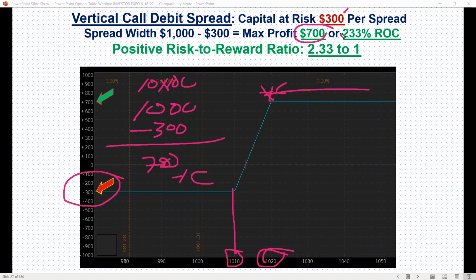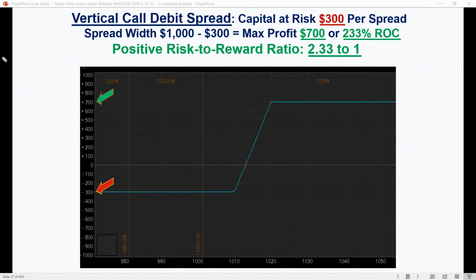Or you can look at it this way: you're risking $1 to make $2.33. So you can see that the potential there is great. Plus, it's going to give you a lower amount of theta. So that's a vertical debit spread, a vertical call debit spread.